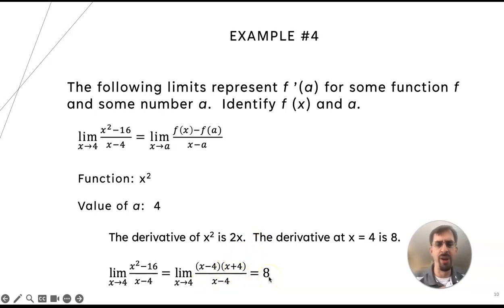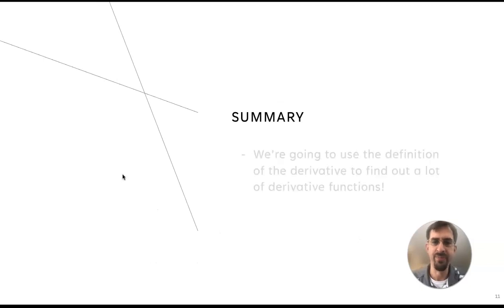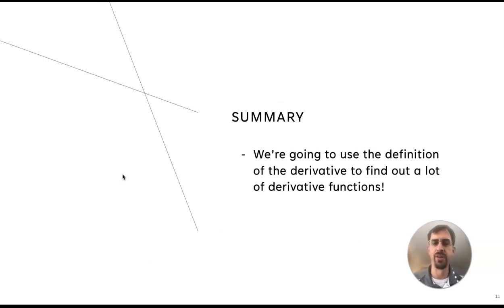Right? So what we just found is this limit that we've known for a while was actually the hidden limit for the derivative of x squared at 4. Whoa, who would have known? It's so mysterious. All right, so in summary, we're going to use the definition of the derivative to find out a lot of derivative functions.